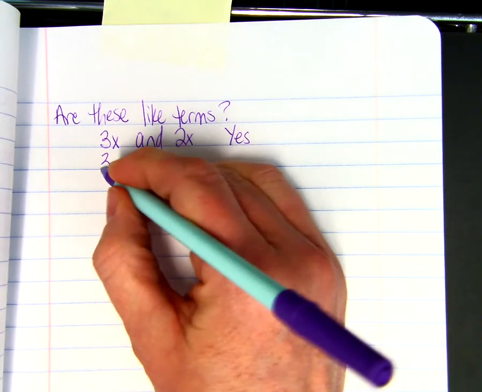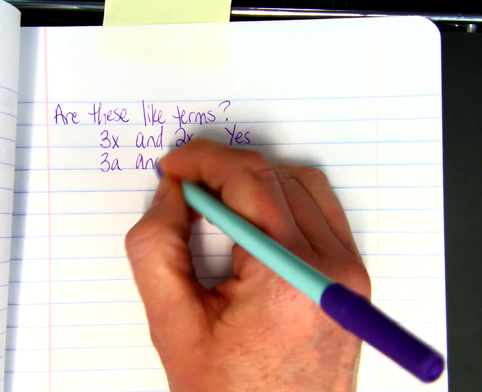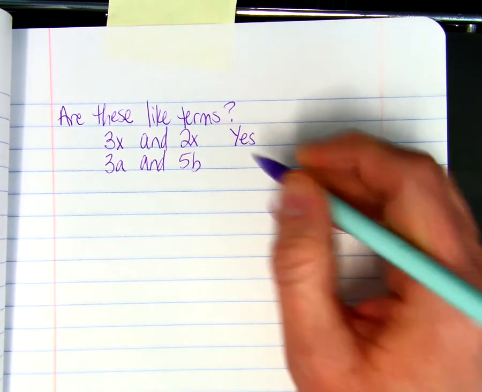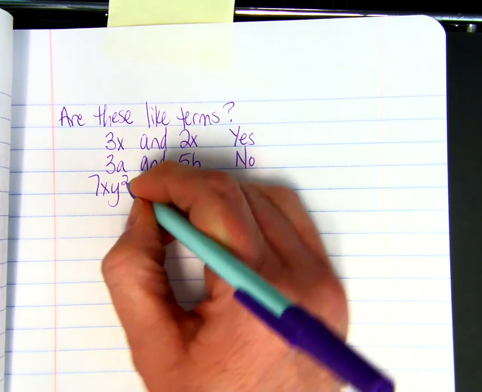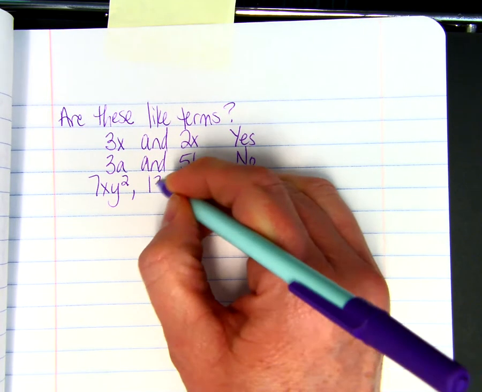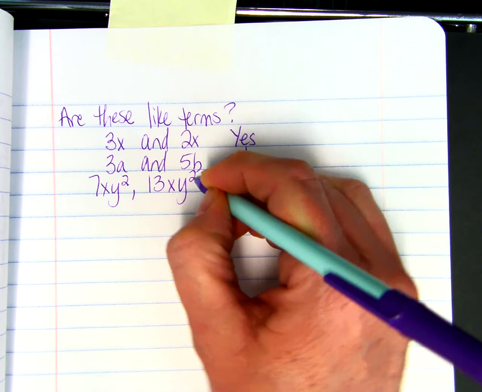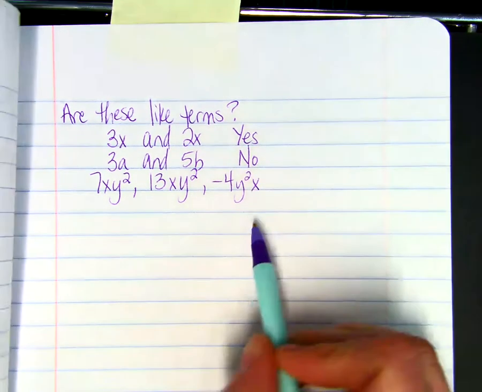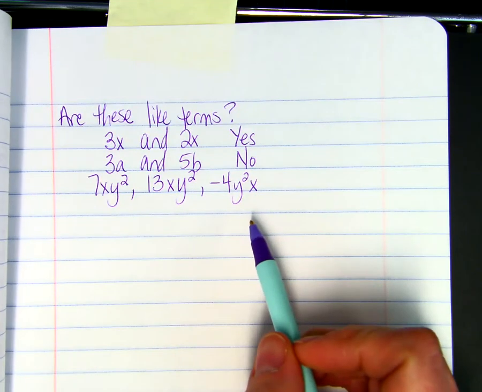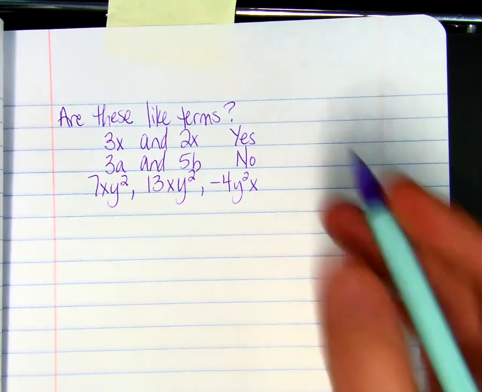Are these like terms? 3a and 5b? No. Okay. How about 7xy squared, 13xy squared, and negative 4y squared x? Are these like terms? Yes. They are.